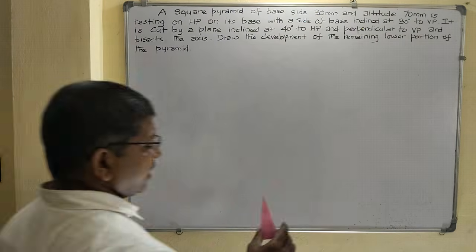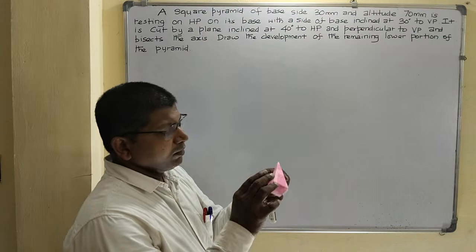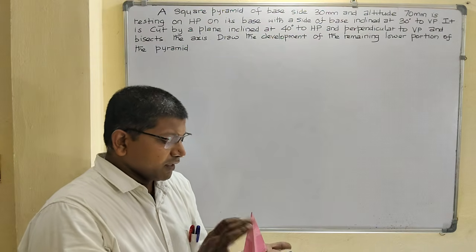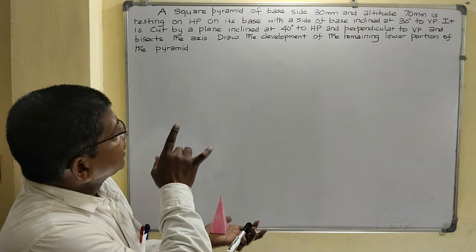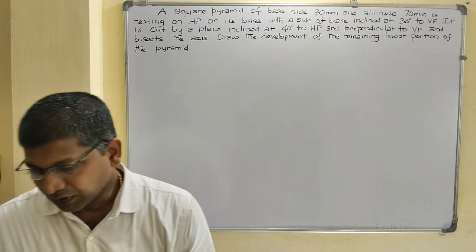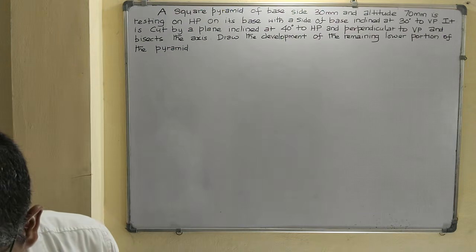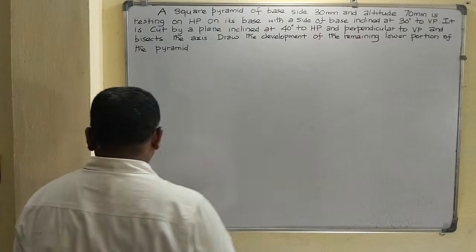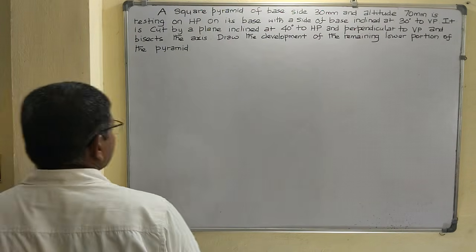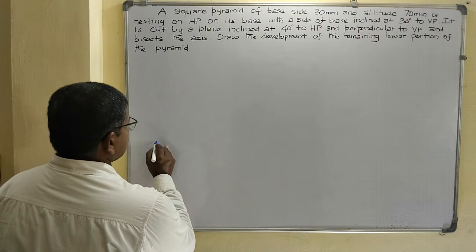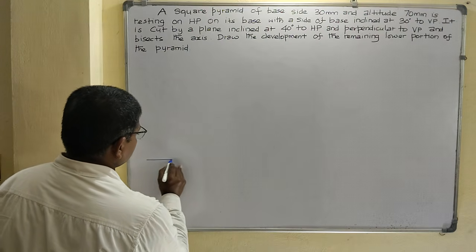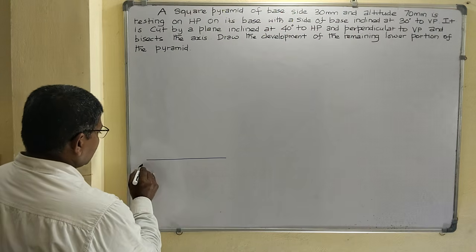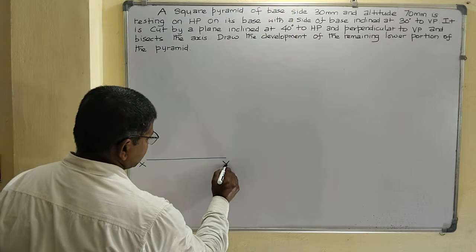A square pyramid of base side 30 mm and altitude height equal to 70 mm. Base resting on HP, at the time one of the base side inclined 30 degree to VP. Draw the XY axis line first using 2H pencil. Draw the top and front view first.